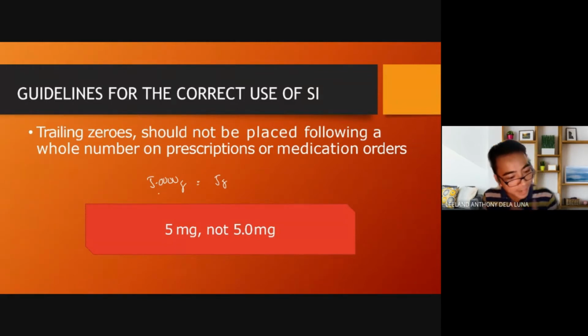Why can't we add trailing zeros? Again, it can be mistaken for 50,000. Or if, for example, 5.0, as simple as that, it can be mistaken for 50 milligrams. So, that's dangerous. Right? Okay, so as much as possible, class, we don't put trailing zeros after a whole number.